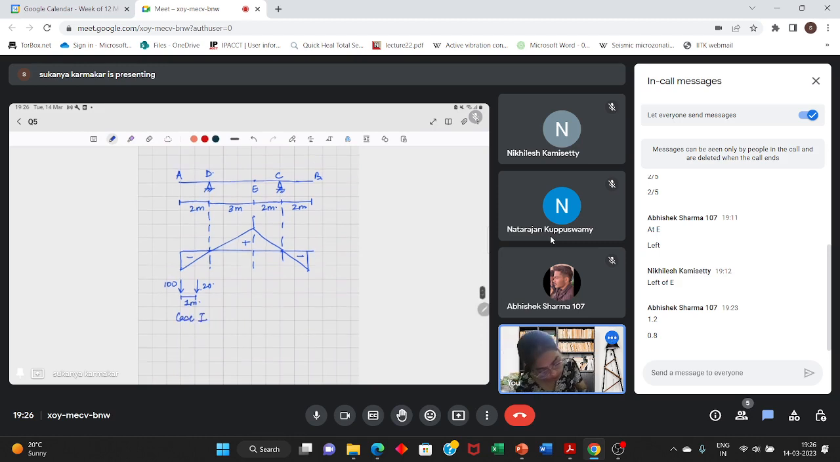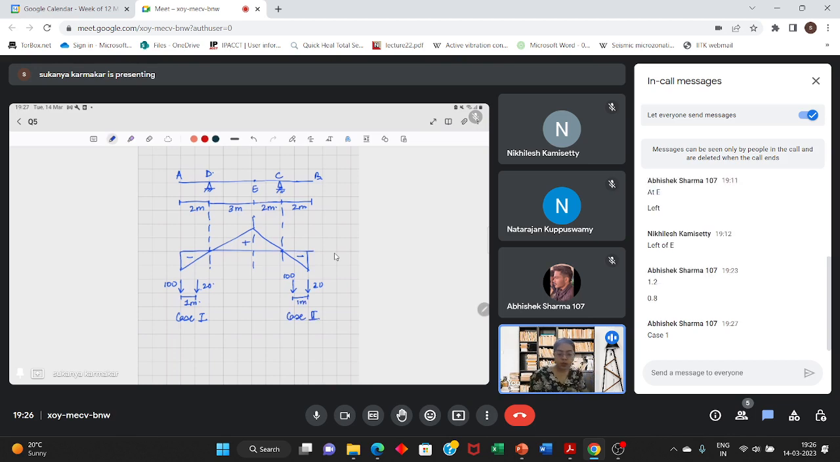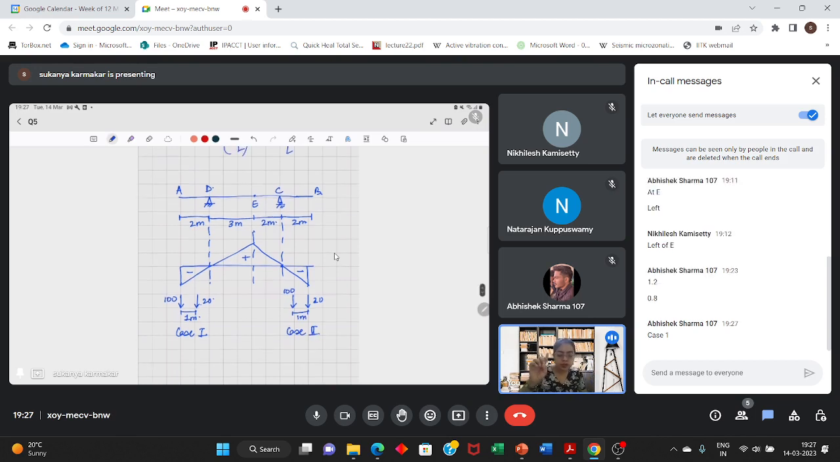Or the 20 kilonewton, here you have to calculate the maximum hogging moment. That is why I'm placing it like this. Or 100 kilonewton here, separated by a distance of 1 meter. So this is case 2. So for case 1, what is the bending moment? How much value did you get?